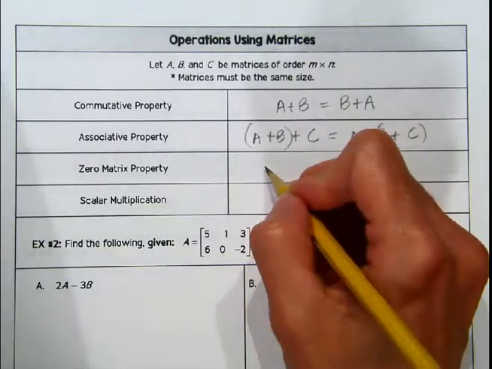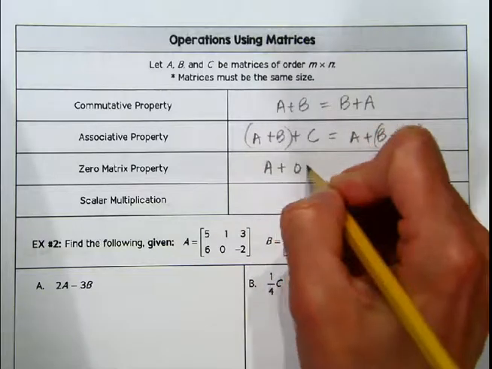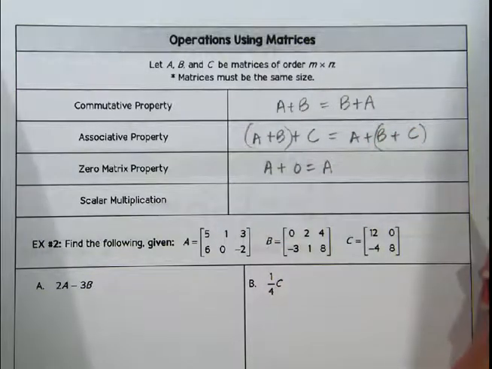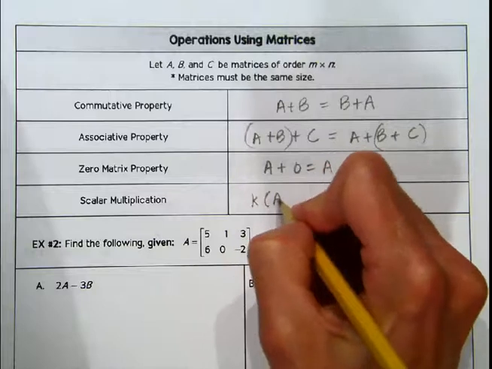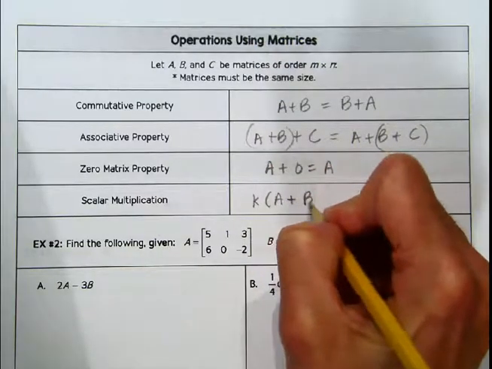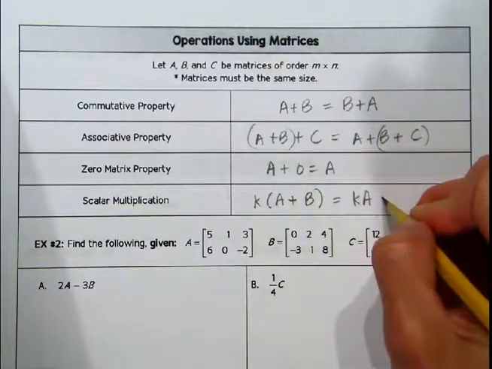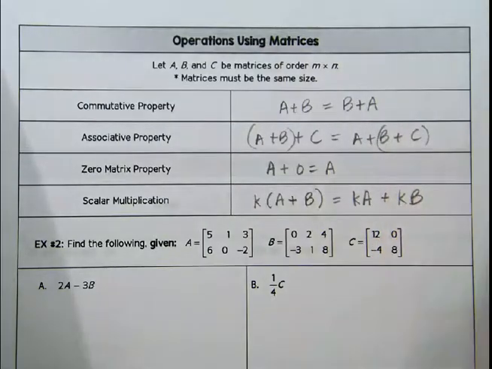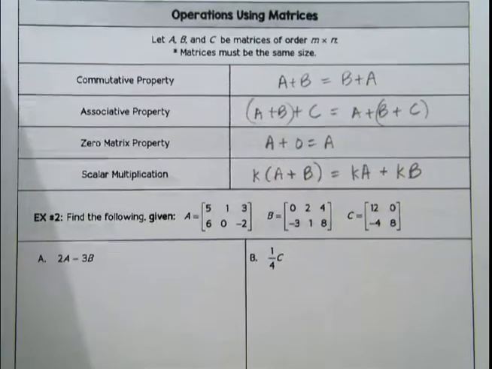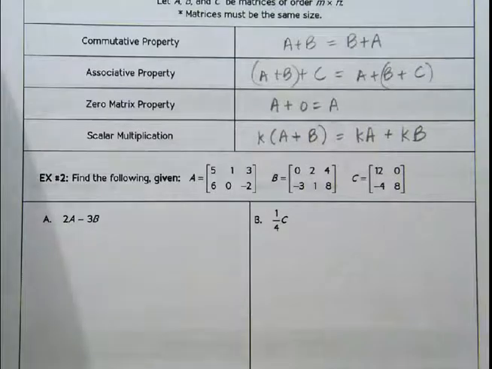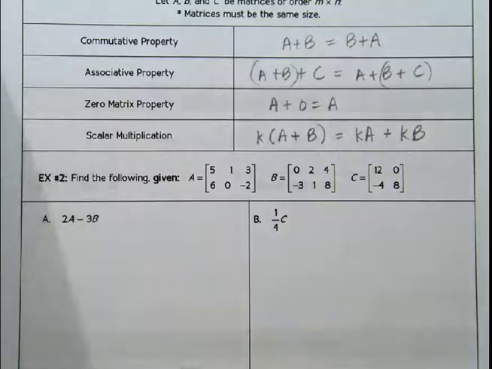The zero matrix property means a matrix plus 0 is the same matrix. Scalar multiplication is if you have some number, let's call it k, times these. It's kind of like the distributive property. K times A, you multiply every element in that matrix by k. Okay, it's the same thing. So in example 2, they give us 3 different matrices here, and they're asking us, on part A, to multiply the matrix A by 2, and subtract from that 3 times the matrix B.